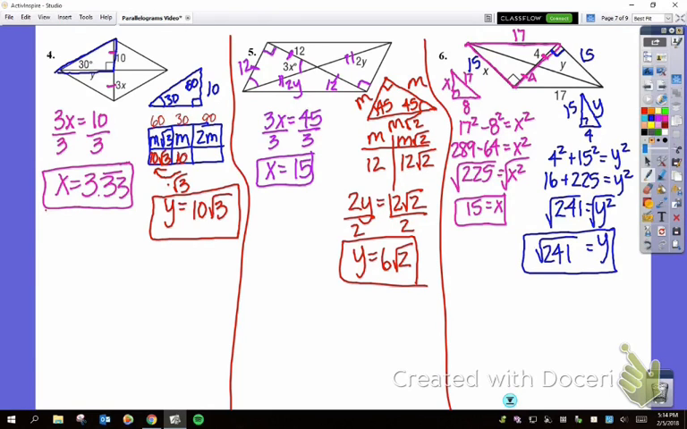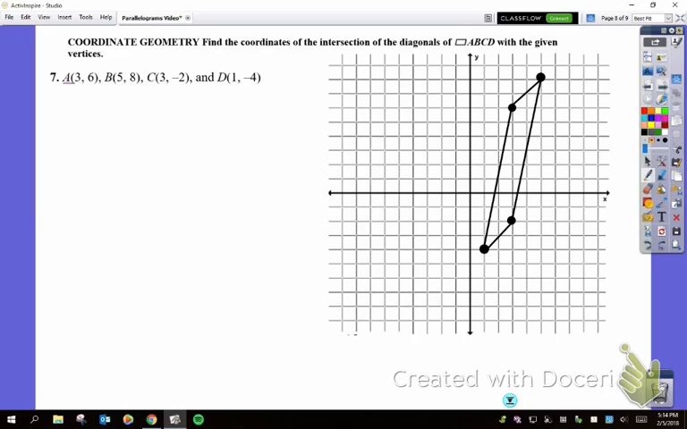Now, the last thing that I need to talk to you about with parallelograms is on a coordinate grid. If we want to find the coordinates of the intersection of the diagonals with the given vertices, we know that our diagonals, based off of our picture here, I've already graphed the points, but you'll want to graph the points. This is A, this is B, this is C, and this is D. So our diagonals would be from A to C, and from B to D.